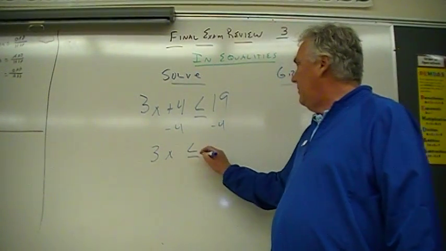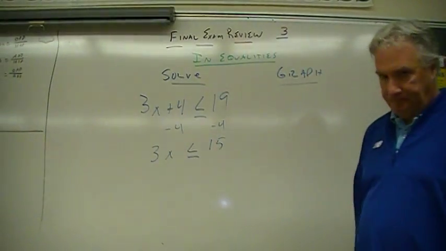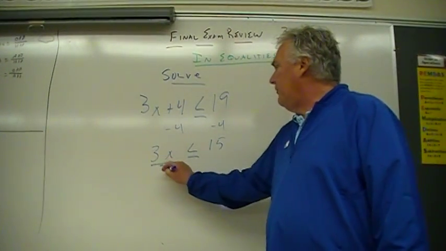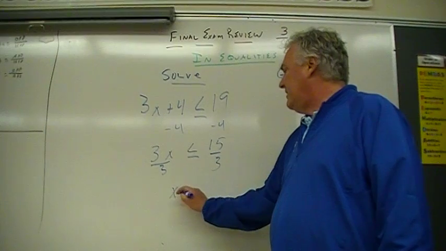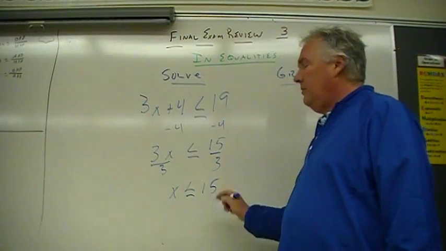3x is less than or equal to 15. Divide both sides by 3. X is less than or equal to 15.